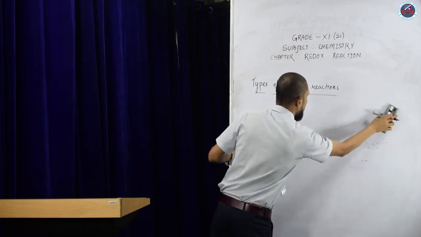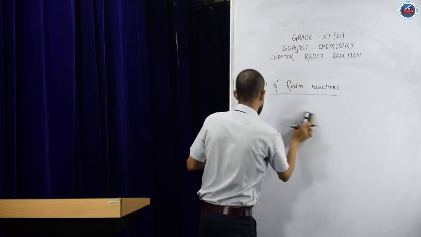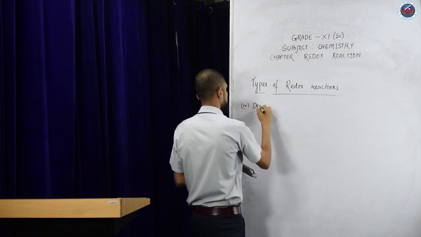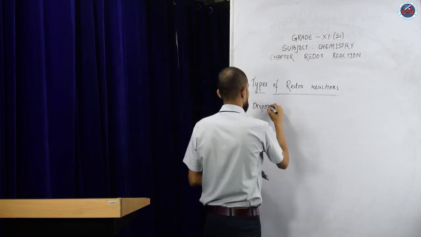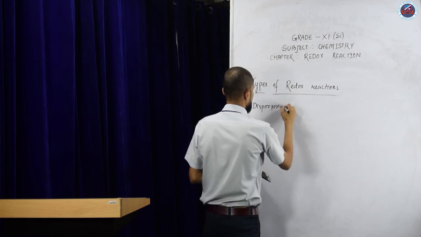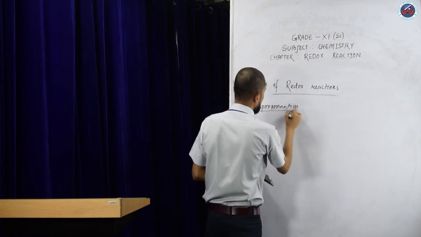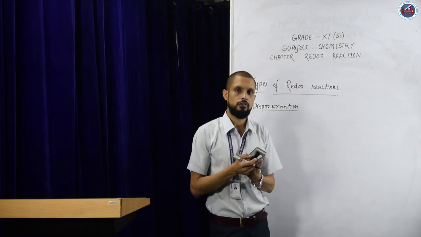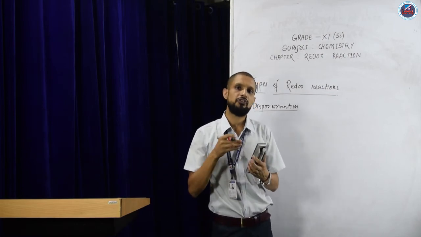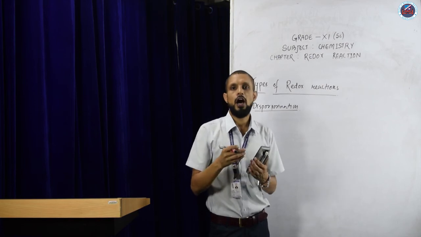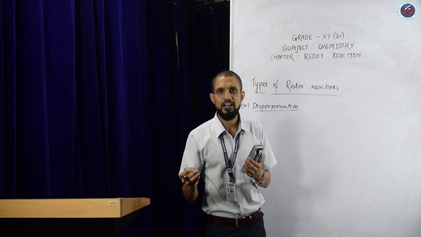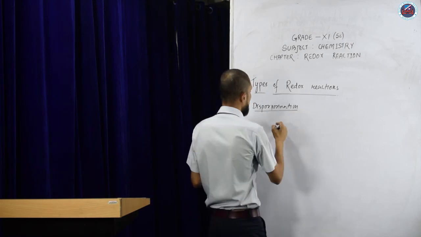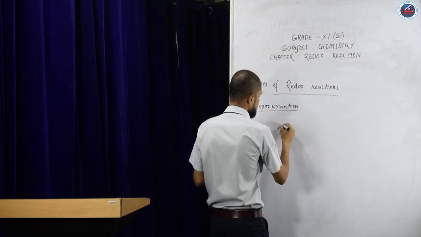Next type of redox reaction is disproportionation reaction. Now the disproportionation reaction is a reaction where the same element will undergo both oxidation and reduction. Let us try to understand with the help of an example.